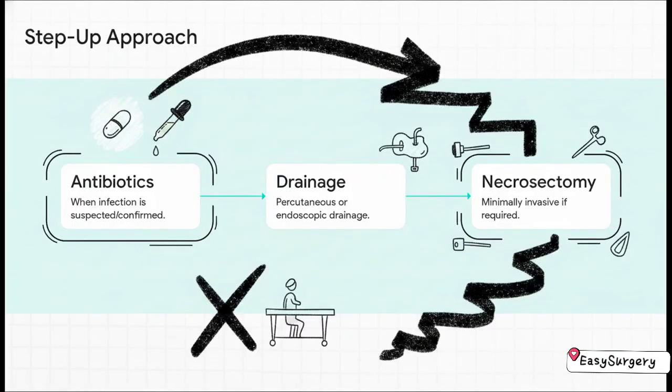Now here's where it gets really interesting. For the red tier protocol, so infected necrosis or symptomatic complications, we use what's called a step-up approach. We don't just rush the patient to the operating room. We escalate systematically. Step 1, you start antibiotics when an infection is either suspected or confirmed. If they don't improve on that, we move to Step 2, percutaneous or endoscopic drainage to physically get that infected fluid out. Only if that fails do we proceed to Step 3, a minimally invasive necrosectomy. Surgery is the absolute final step here, guys, not your first reflex.